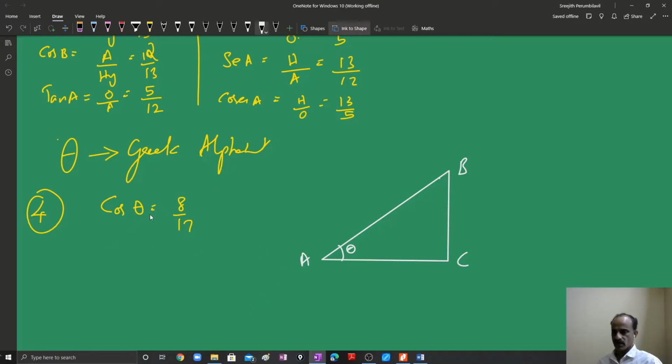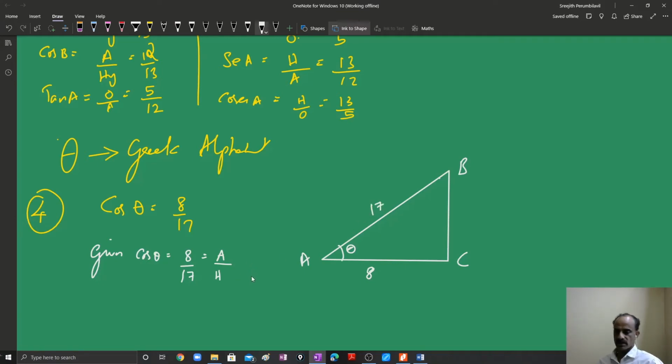It is given that cos theta is equal to 8 by 17. That is adjacent side by hypotenuse is given. So what is actually the adjacent side? There are two different methods adopted. First we will go by the reader way of doing it. Adjacent side is 8 and hypotenuse is 17.